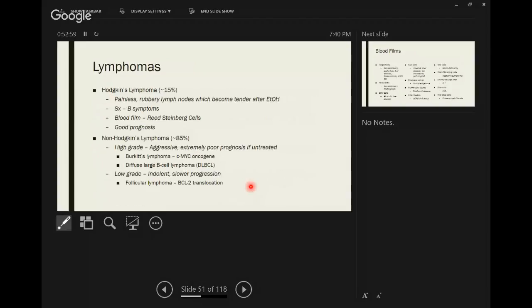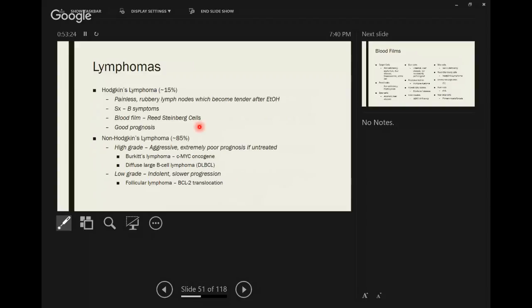Hodgkin's lymphoma, so about 15% of lymphomas, is painless rubbery lymph nodes, and they become tender after alcohol. Your B symptoms are your classic ones here, but actually in stage 1 Hodgkin's lymphoma, it's asymptomatic, so you pick it up incidentally. On blood film, Reed-Sternberg cells. That's important to note, not just because it's a buzzword, but they are the hallmark cells of lymphoma. It's got a good prognosis.